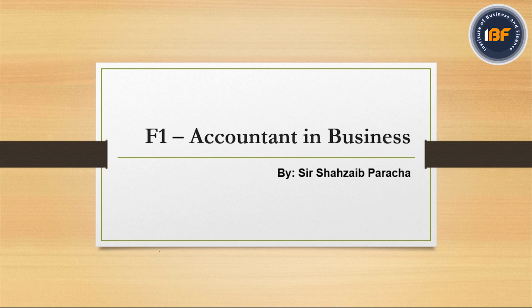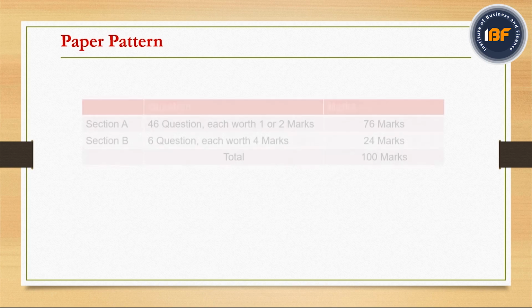how the examiner will examine this paper. So basically, in this paper, we have two sections, section A and section B. Section A has 46 questions consisting of 1 to 2 marks each. In section B, we have 6 questions consisting of 4 marks each.